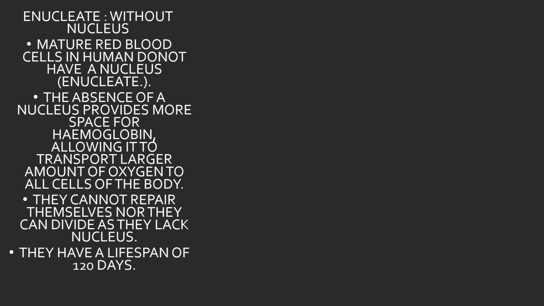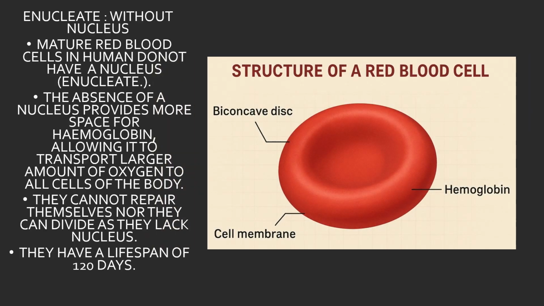Enucleate means without nucleus. Mature red blood cells in the human body do not have a nucleus. Why do they not have a nucleus? Because they need the space for hemoglobin, and hemoglobin transports oxygen to all the cells of the body. So to make space for the hemoglobin, they are enucleate, that is, they are without a nucleus.